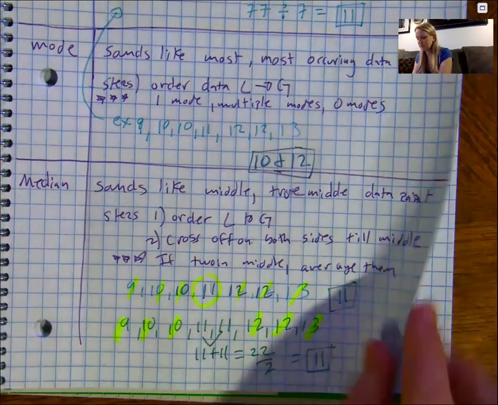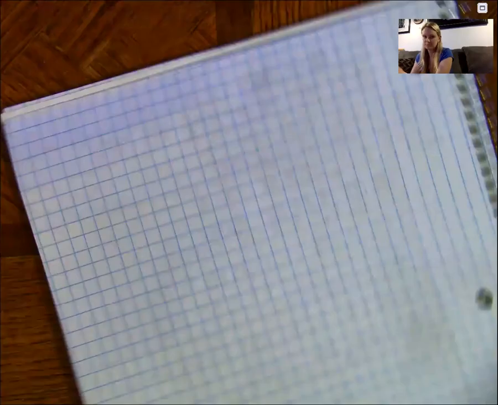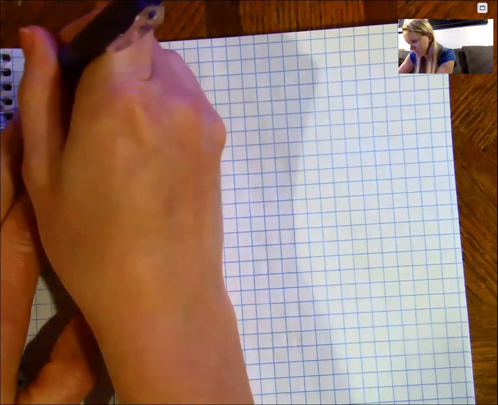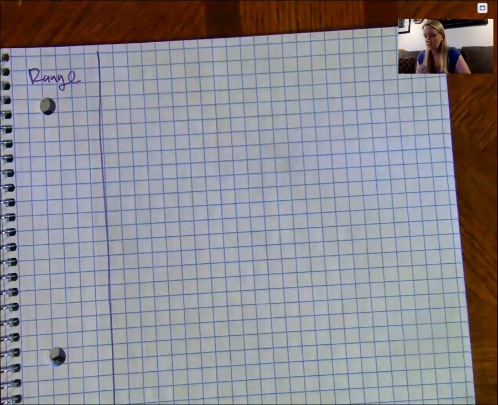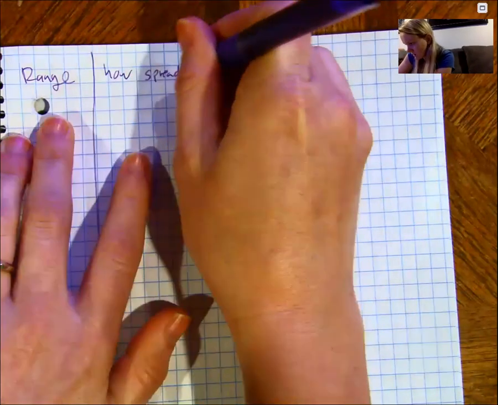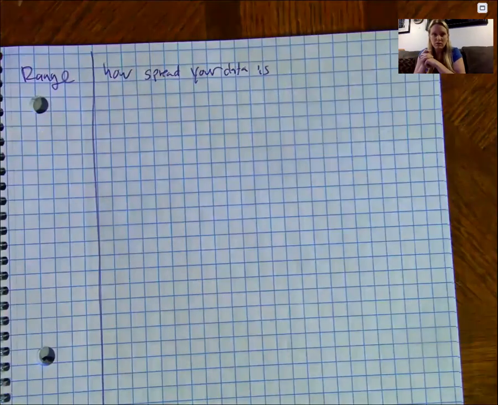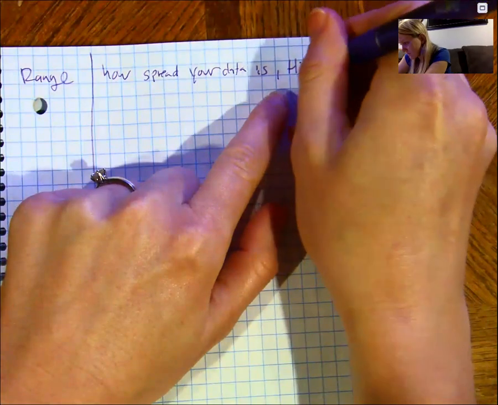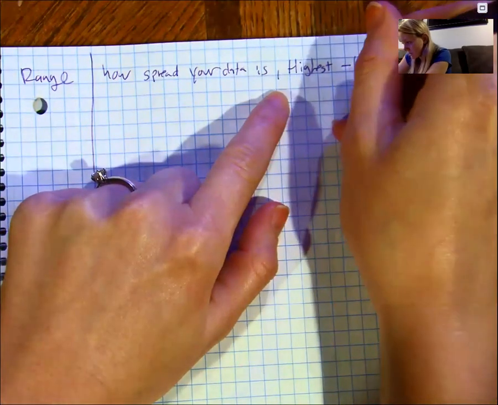All right, let's go to the next part. Another way to look at data and to analyze data to learn more about our information is by finding the range. A range is when you look at how far spread apart your data is. It's purely the highest data point subtract the lowest data point.